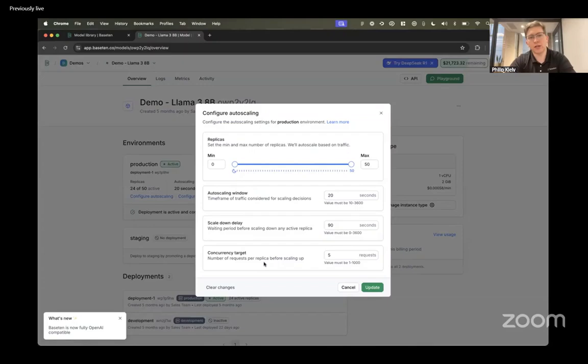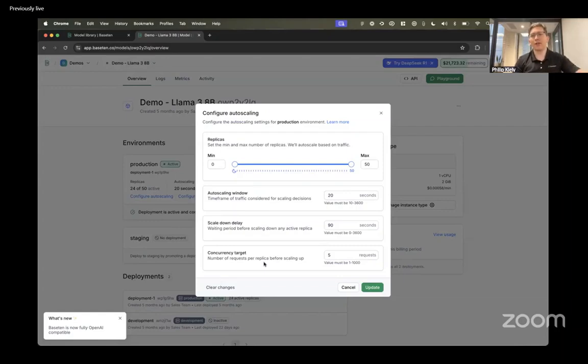Within auto-scaling, there's a few important settings to pay attention to. So the first one is that auto-scaling window. That's the time frame of traffic considered for scaling decisions. So say I'm going to look at my average volume over the last 20 seconds and use that to determine if I need more or fewer GPUs.